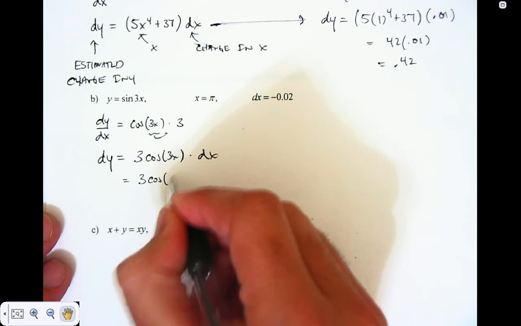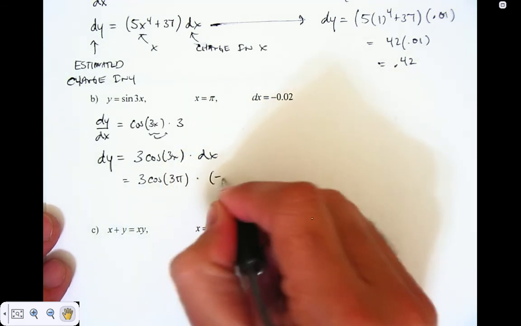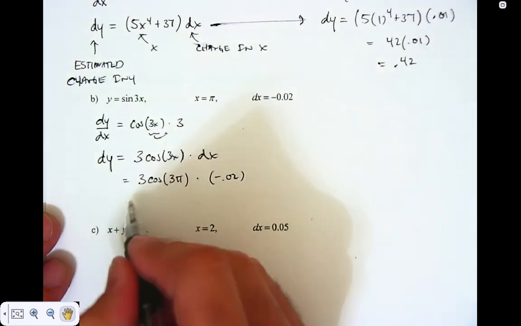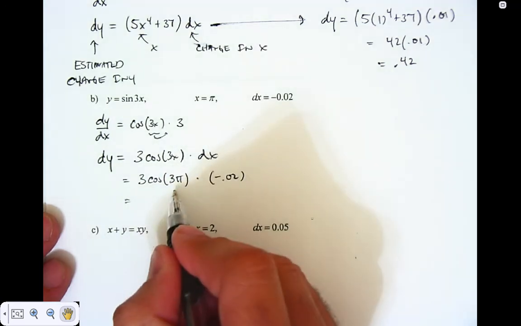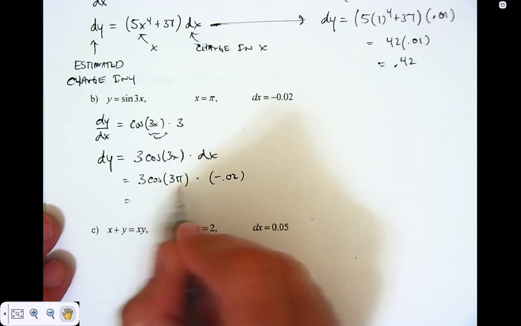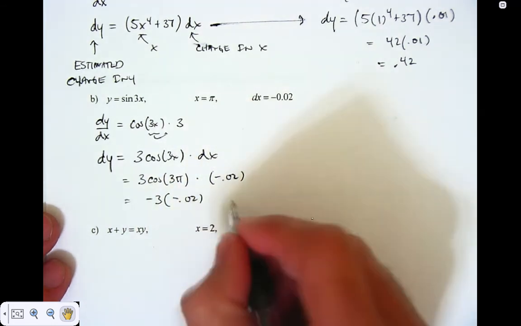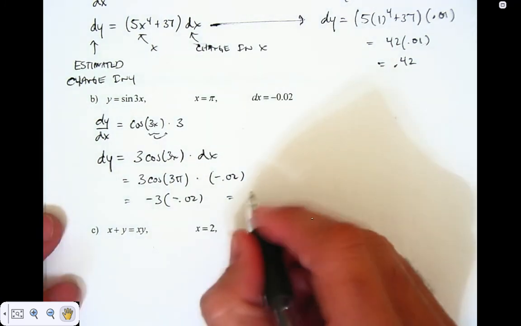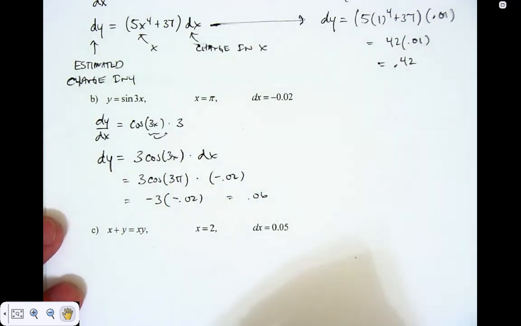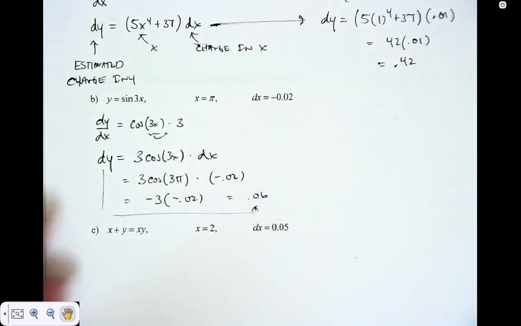So if I plug in pi, and then I multiply by the dx value, which is negative 0.02, I'm going to get cosine of 3 pi. So it's all the way around the circle, 2 pi, one more, that value is negative 1. So I get negative 3 times negative 0.02, right? 2 negatives make a positive, and I'm going to get 0.06 as my answer. Okay, so dy is that.